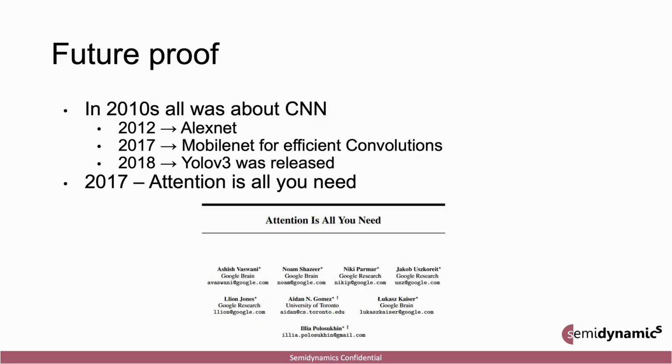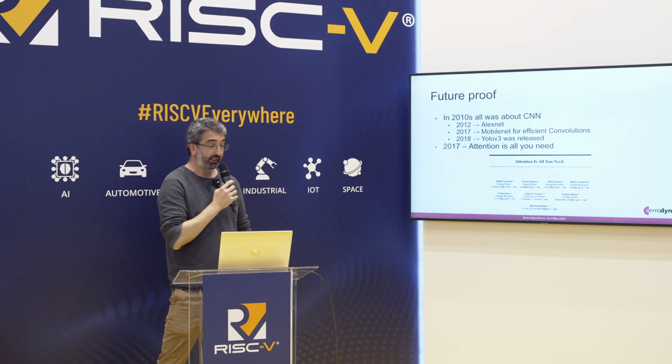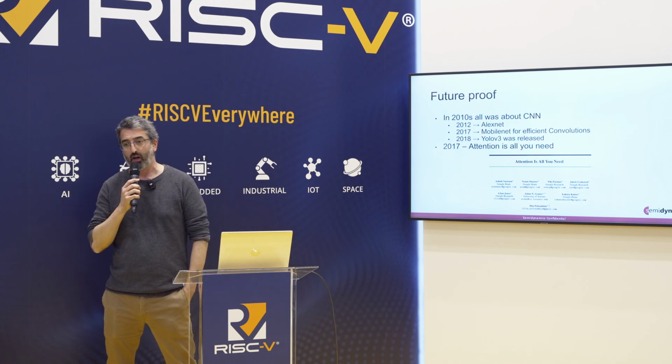2017, MobileNet created their efficient convolutions. Everyone wanted to do a convolution. Everyone wanted to really analyze what a convolution has, doing it faster. YOLO v3, that one marked a different step, appeared in 2018.